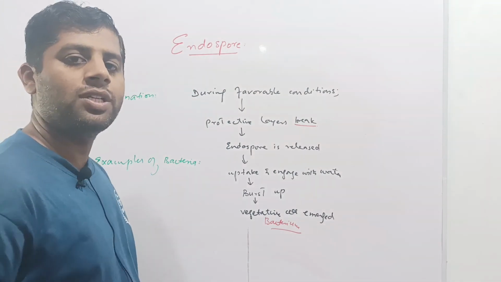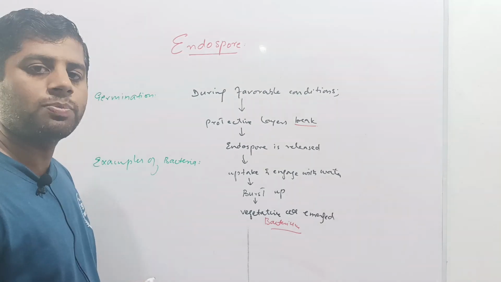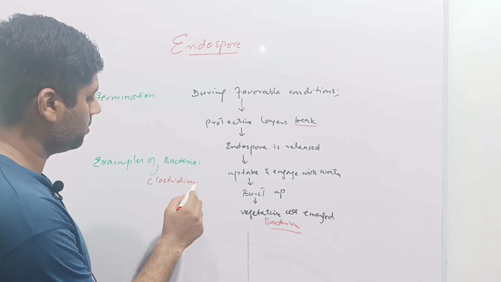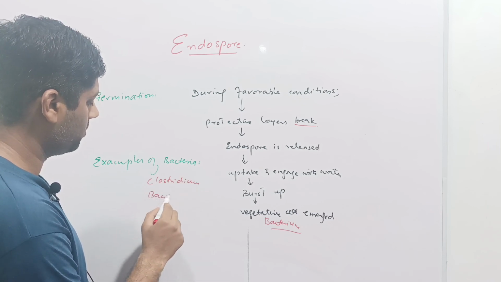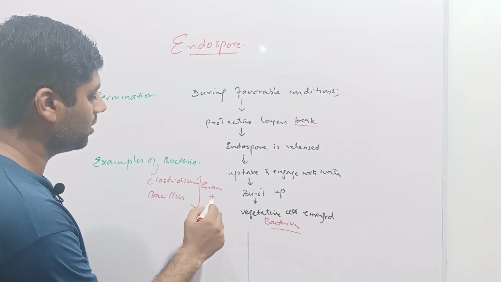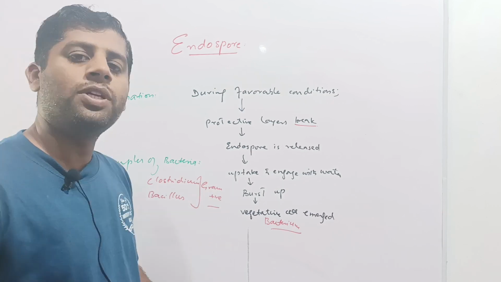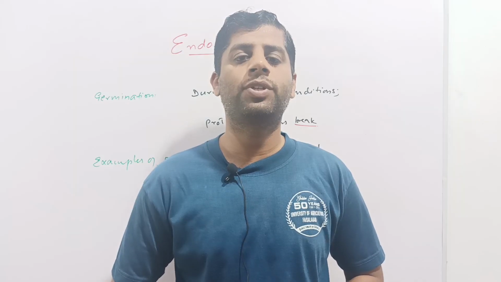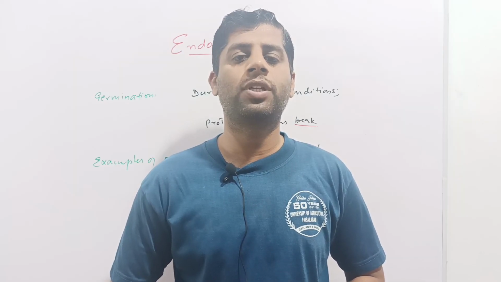Finally, the examples of bacteria which can produce endospores, notorious for the production of endospores, are Clostridium and Bacillus. The Clostridium and Bacillus both are gram-positive bacteria, and these are spore-forming bacteria. Particularly, these form the endospores. So these were some important and precious information regarding the endospore formation in the bacteria.